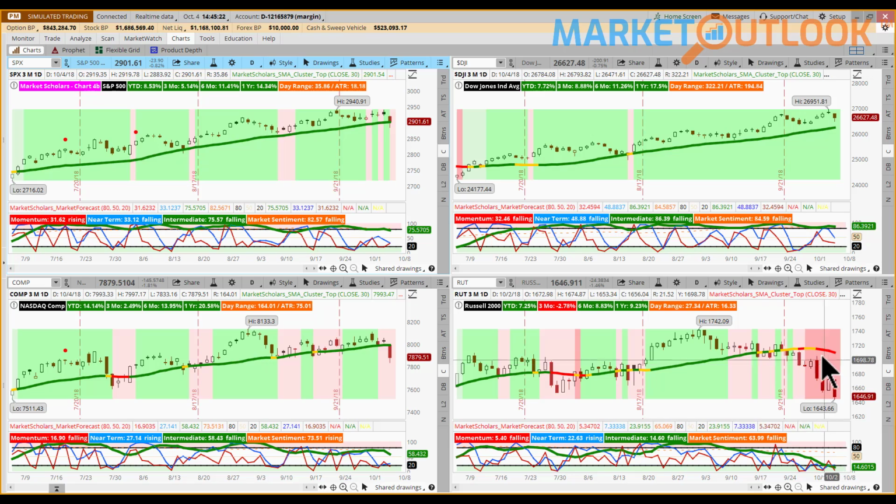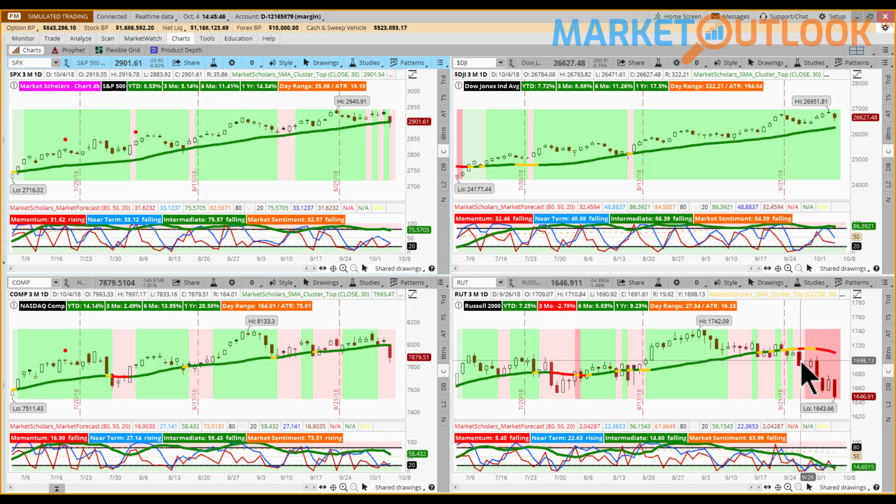Notice that the moving average on the Russell 2000 is now red. It has been here for about the last week or so, so this isn't anything new either. But it's just a reminder that, hey, when we have enough selling pressure on some of these charts, it will start changing the shape of the moving average, which will then start changing your expectations for future price action as well.